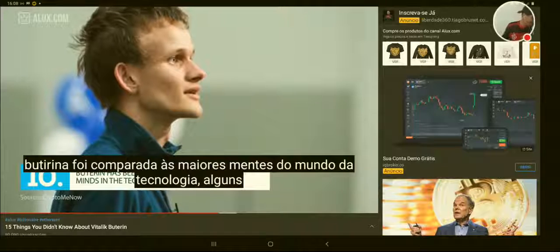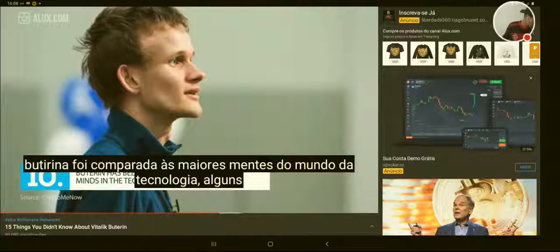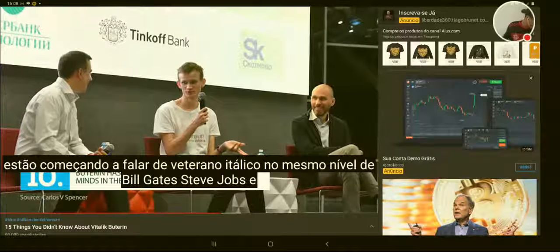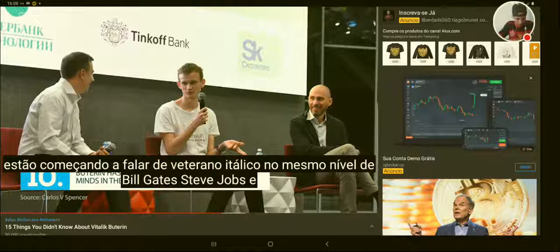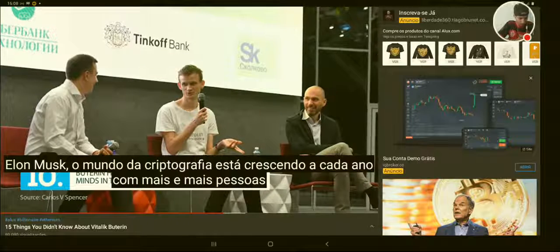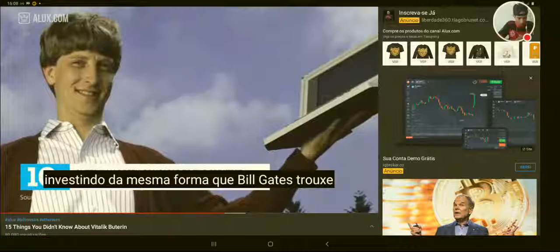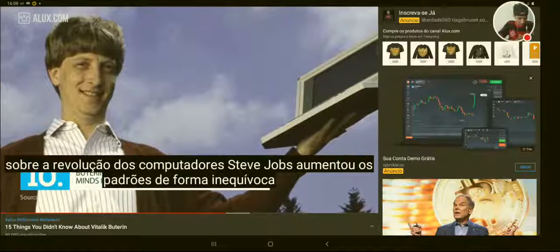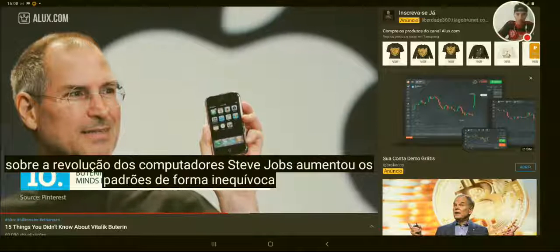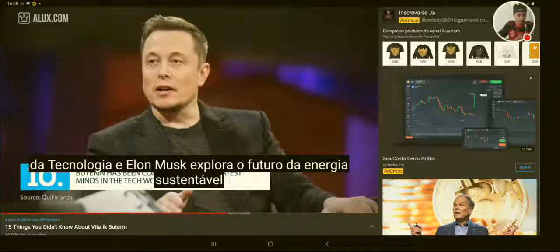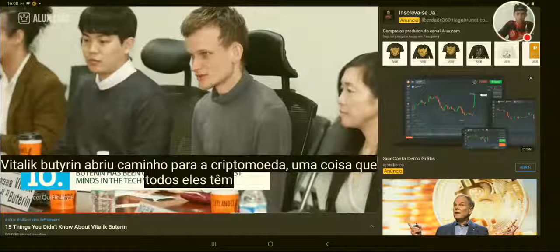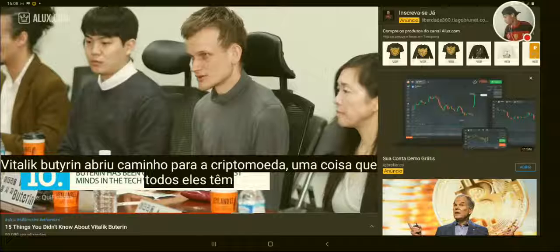Buterin has been compared to the greatest minds in the tech world. Some are beginning to talk of Vitalik Buterin on par with Bill Gates, Steve Jobs, and Elon Musk. The world of crypto is growing every year with more and more people investing. In the same way that Bill Gates brought about the revolution of computers, Steve Jobs unequivocally raised the standards of technology, and Elon Musk explores the future of sustainable power, Vitalik Buterin has led the way for cryptocurrency.